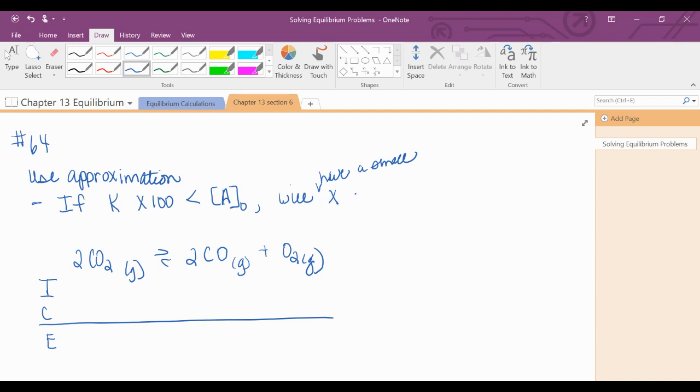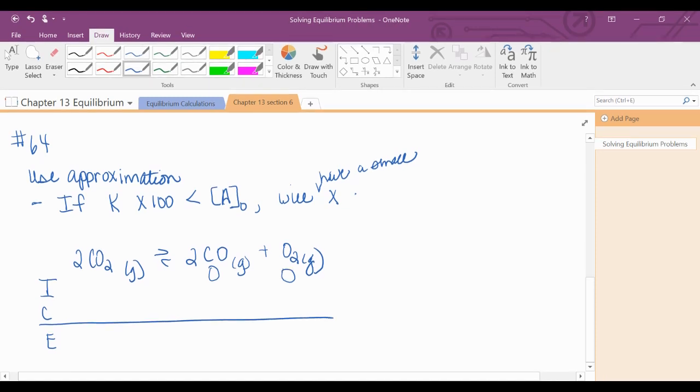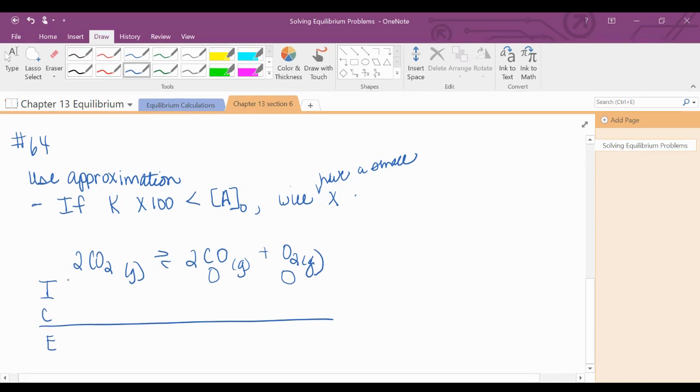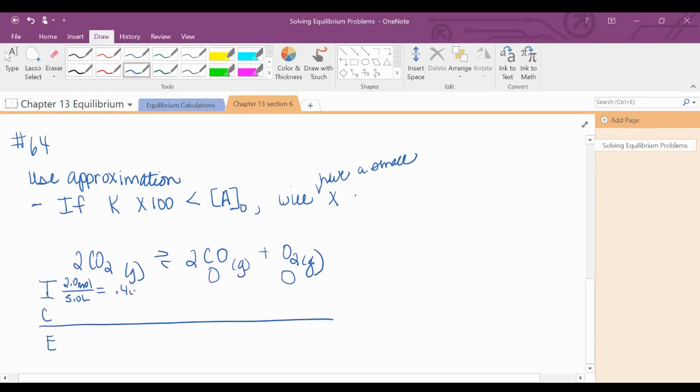Okay, since it only gave me the initial value of carbon dioxide, we're going to assume that the initial values of the products are 0. And they've given me what I need to calculate molarity. So you're going to need to take your 2 moles and divide it by the 5 liters, which gives you your molarity, 0.40 molar.